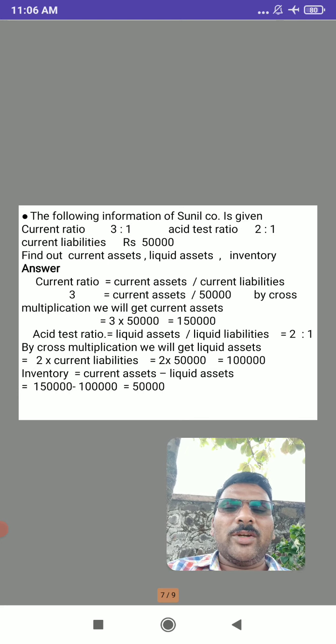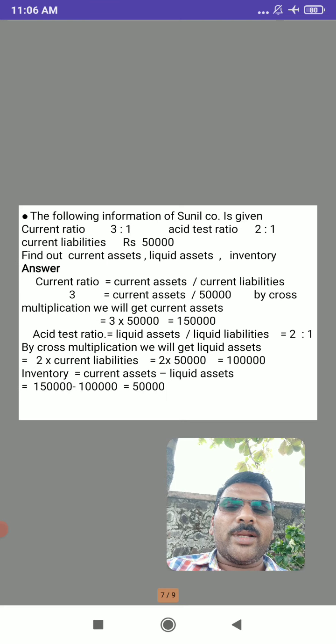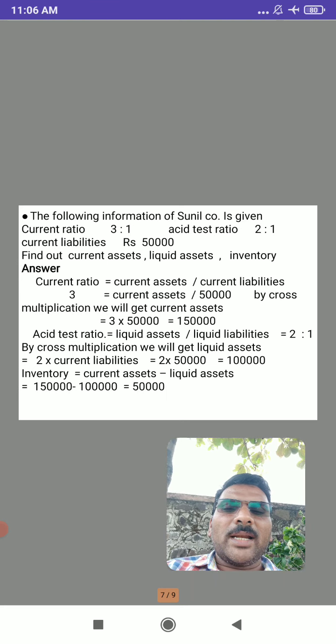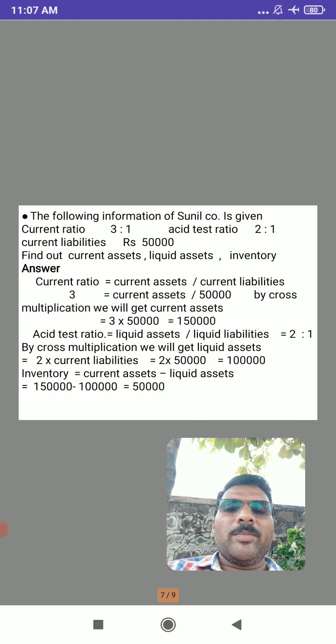First of all, the given information is that current ratio is 3:1. Current ratio is calculated by using the formula current assets divided by current liabilities. First we will see whether the current assets and current liabilities are given in the problem or not. Current asset is not given, only the current liability is given. So ratio is 3, the current asset is not given, the liability is 50,000. By cross multiplication we get 1,50,000 as the current assets, means 3 multiplied by 50,000 liability is 1,50,000.